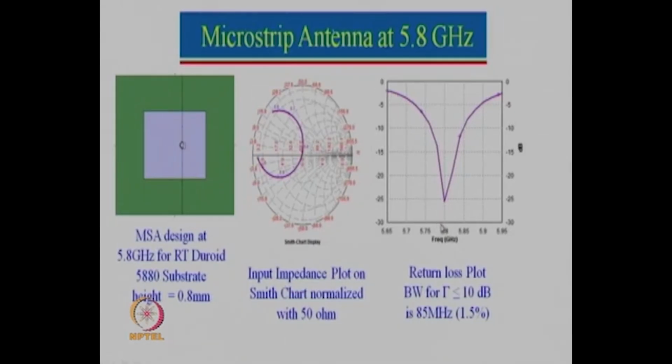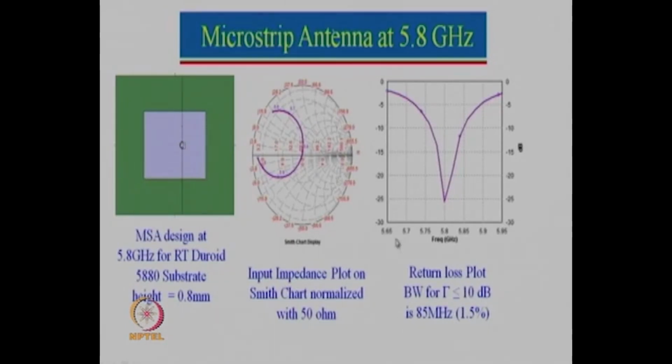This is the reflection coefficient plot, which is a gamma plot here. Just as an example, this is the impedance plot normalized with respect to 50 ohm, and you can see there is a good matching, and over here the return loss plot is there. Now, generally we define bandwidth for either gamma less than minus 10 dB or VSWR less than 2. Just to tell you, VSWR less than 2 corresponds to gamma equal to minus 9.5 dB.